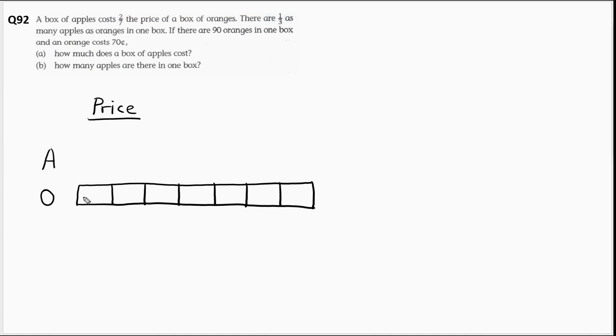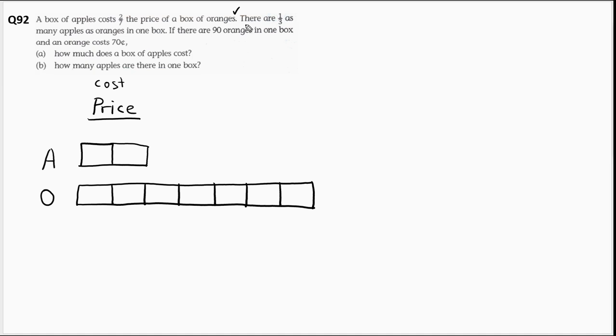Okay, so this is the cost of a box of oranges. That's what this represents, price or cost. And a box of apples is 2/7 of this price. So if this is 7/7, this is 2/7. So I think we've captured that information and we've labeled it. This is price.